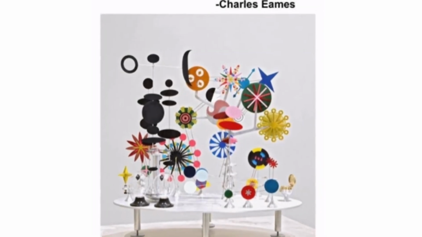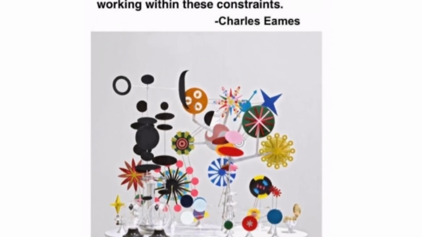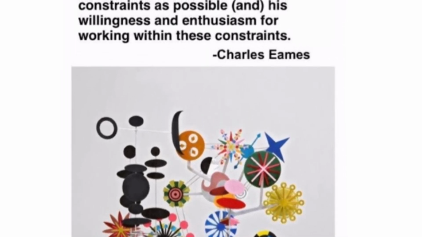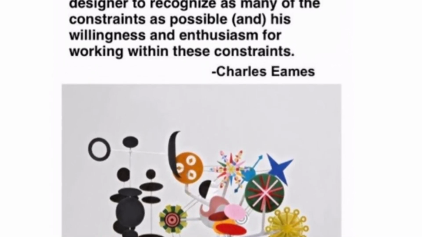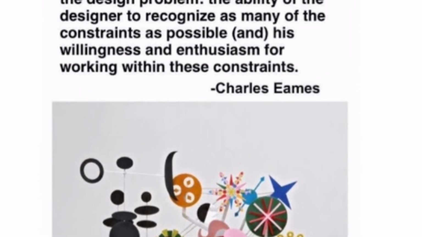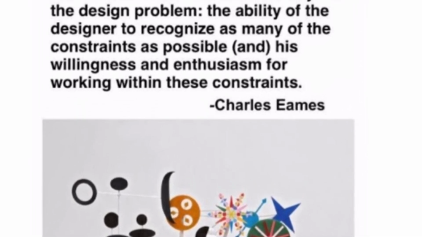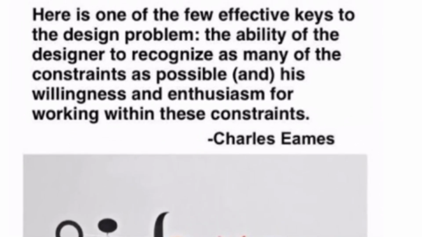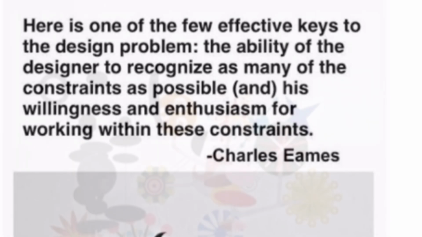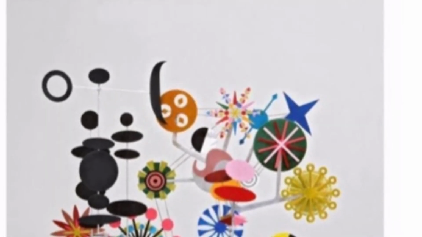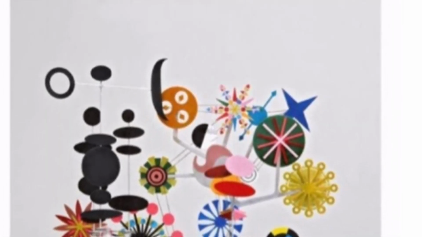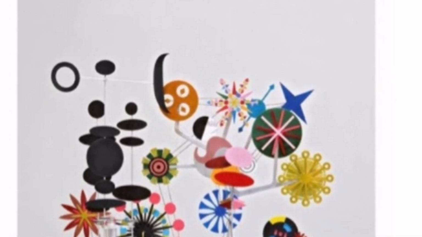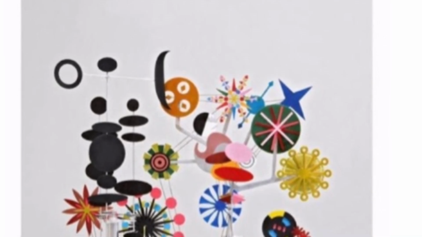Quote, "Here is one of the few effective keys to the design problem: the ability of the designer to recognize as many of the constraints as possible, his willingness and enthusiasm for working within these constraints." Unquote. Charles Eames. This whimsical, toy-like machine pictured here was designed by Charles Eames in 1957. It is a solar-powered cause and effect machine and was actually quite innovative. It is one of the earliest devices to transfer solar power into work.